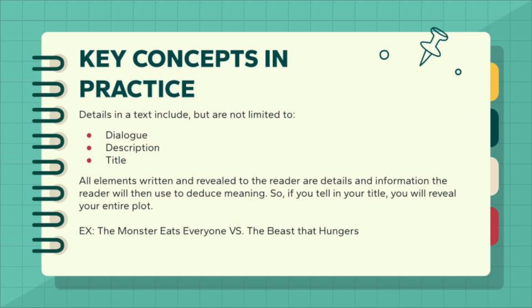How do we do this? Details in a text include, but are not limited to, dialogue, descriptions of things like places, people, emotions, and even your title. All elements written and revealed to the reader are details and information the reader will then use to deduce meaning. So, as an example, if you tell in your title, you will reveal your entire plot.